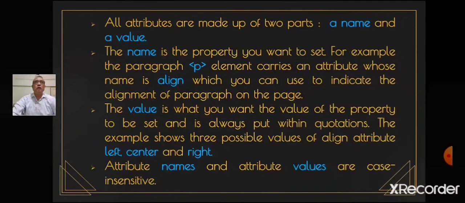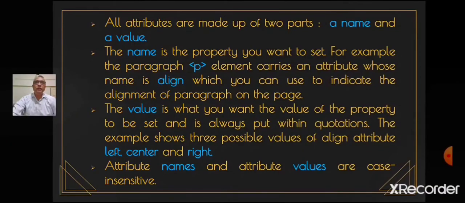All attributes are made up of two parts, a name and a value. The name is the property you want to set. For example, the paragraph tag element carries an attribute whose name is align, which you can use to indicate the alignment of the paragraph on the page. So, the first part of the attribute is name, and in this example, the name is align.